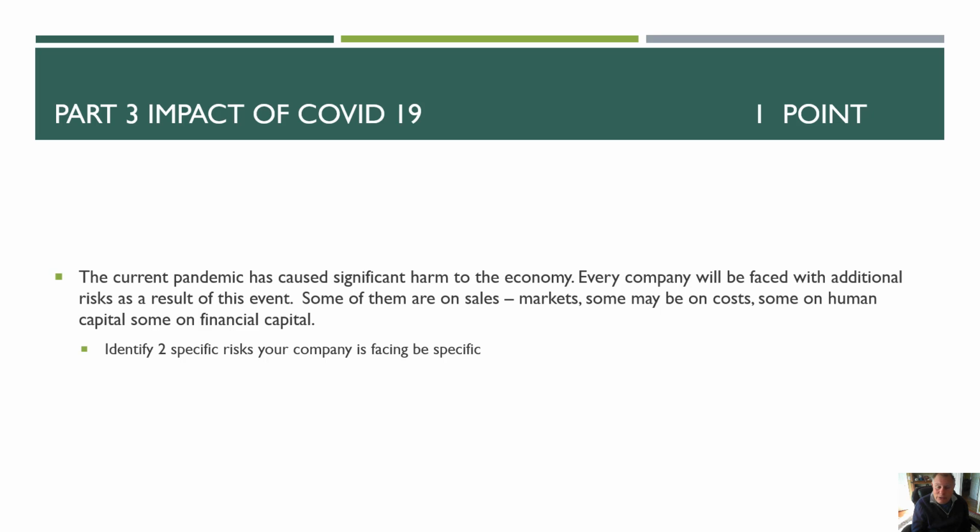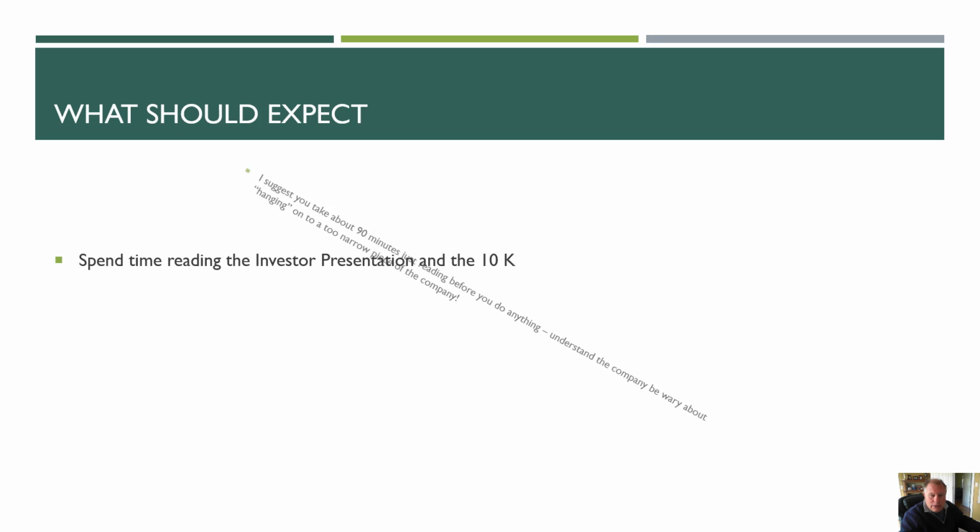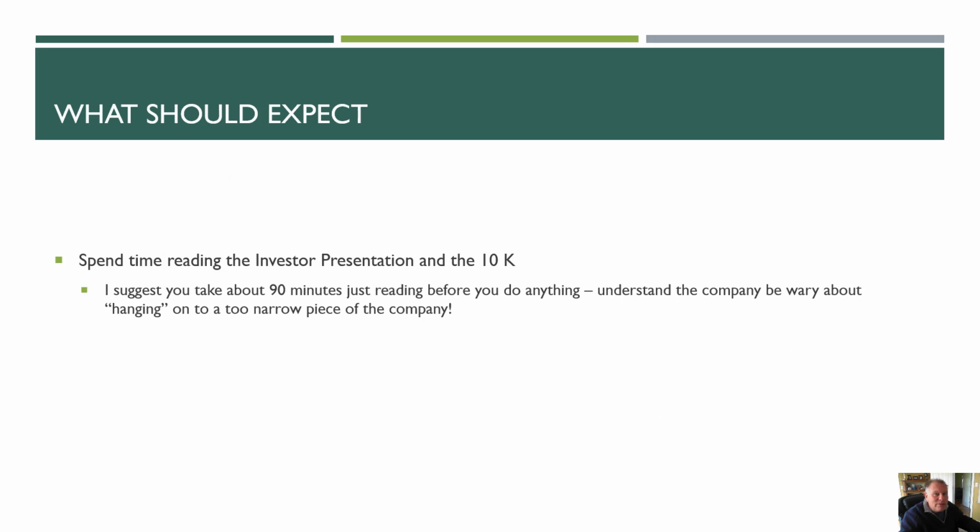So what I want you to do is to identify 2 specific risks your company is facing today. Then put it all together in a presentation and submit it no later than June 4th at 11:59. If you have questions, what should you expect with this project from a time perspective? The first thing you really need to do: read the investor presentation and the 10K. Don't try to complete the project by glancing over it. Sit down and read it. I suggest you take about 90 minutes just reading before you do anything.